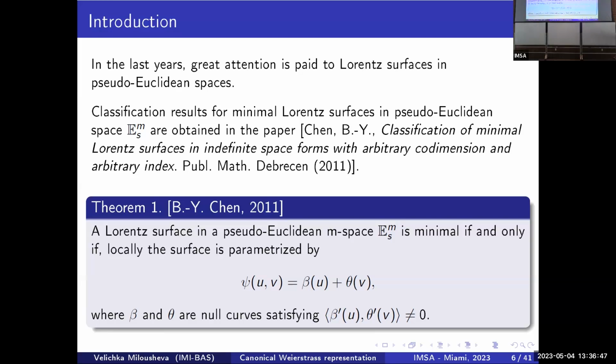And here I put one theorem of Bang-Yen Chen from 2011, which gives the classification of minimal Lorentz surfaces in pseudo-Euclidean space E^m_s for arbitrary m and s. And this classification states that a Lorentz surface in this pseudo-Euclidean space is minimal if and only if the surface is parametrized in the following way: beta of u plus theta of v, where beta and theta are two null curves satisfying this condition.